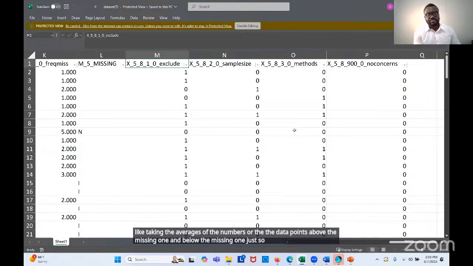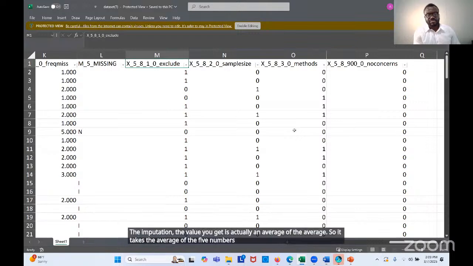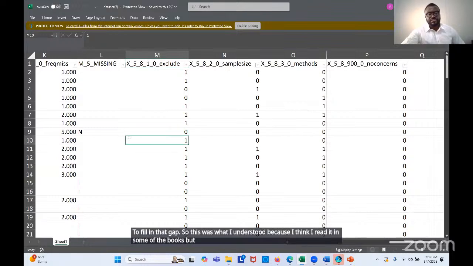So what I understood from the beginning was that the imputed value you get is actually an average of the average. It takes the average of the 5 numbers above the missing one and the average of 5 numbers below the missing one, then takes the average of the 2 numbers. So that means it's taking the average of the average to fill in that gap. This was what I understood, because I think I read it in some of the books, but you mentioned that a lot of faulty information is out there. So I just want you to please shed more light on that.